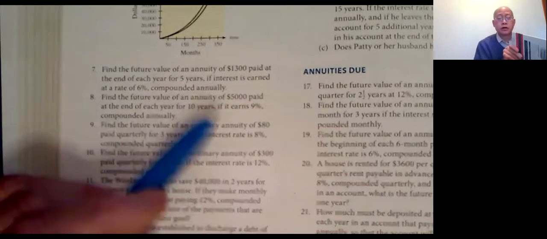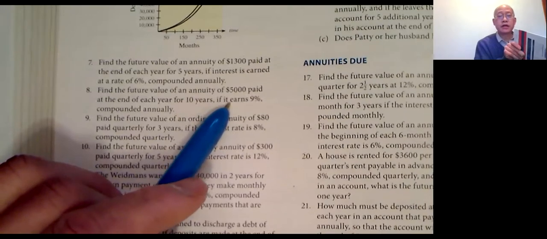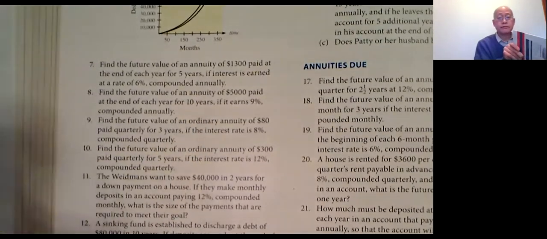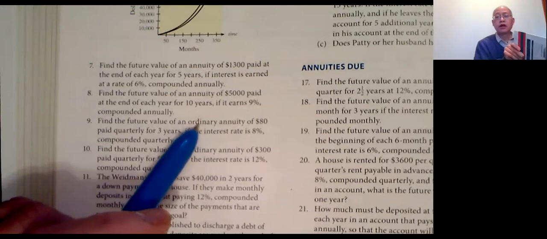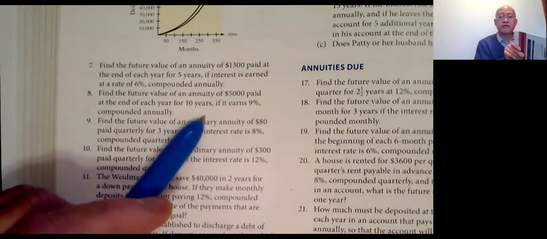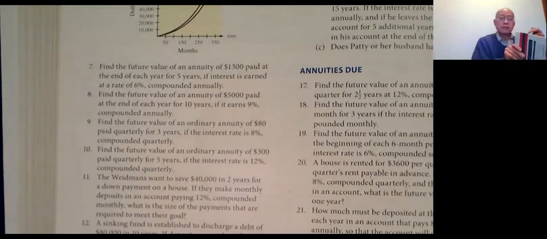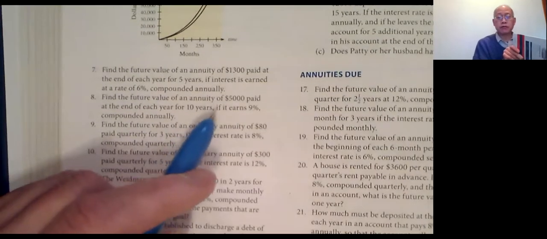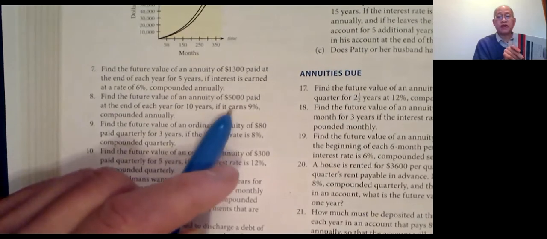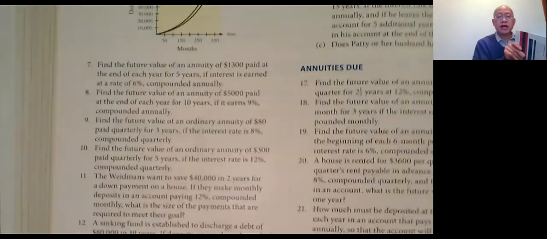Okay, so the game we're playing is we're depositing $5,000 at the end of each year for 10 years. So year 1, $5,000. Year 2, $5,000. Year 3, $5,000. Notice this is different than last time, right? Last time we just plunked down a huge amount, don't make any other deposits, just make it grow. But no, this time it's $5,000 every year for 10 years, 9% compounded annually.